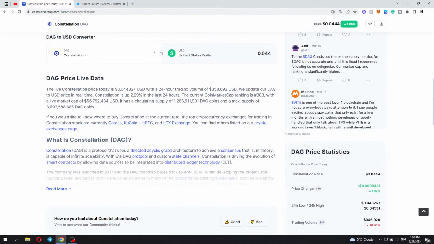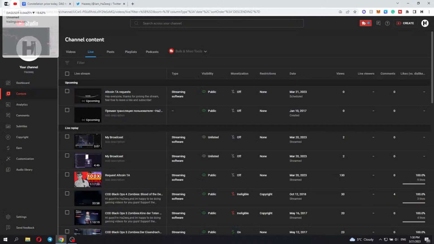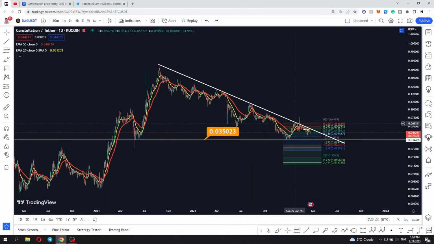Overall, it's a protocol that uses directed acyclic graph architecture to achieve a consensus that is in theory capable of infinite scalability. Okay, this is a pretty interesting project. Actually, I'm going to save it to my watch list. So that's what we have here.